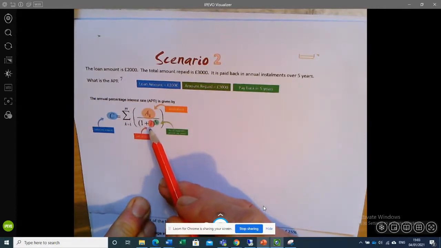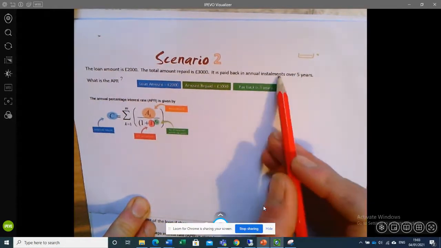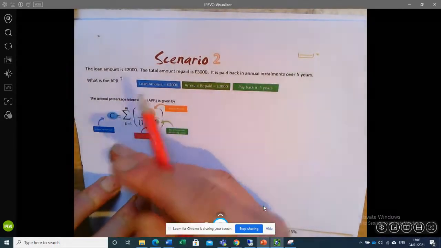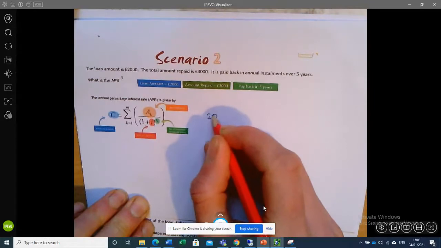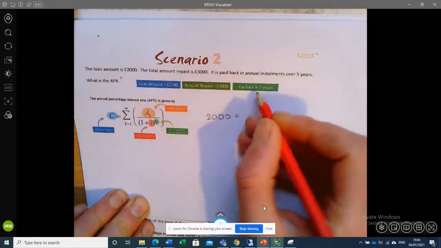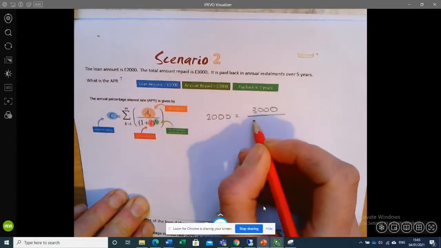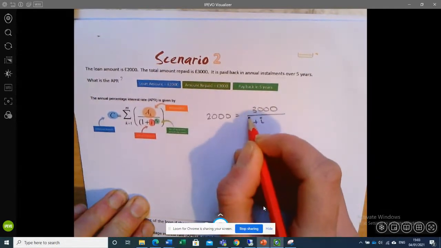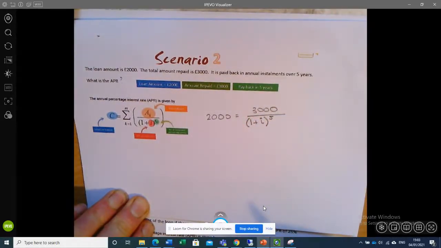Now, we don't know what the interest rate is. That's what we're trying to work out. So we'll keep that as I, but we do know that it's done annually, annual instalments over 5 years. Again, because we're only considering the whole of the repayment, we can ignore the sum value to start off with, and then I'm going to substitute the values in. So £2,000 is equal to 3,000, the total repayment, over 1 plus I, which we don't know, and that's to the power of 5 years.